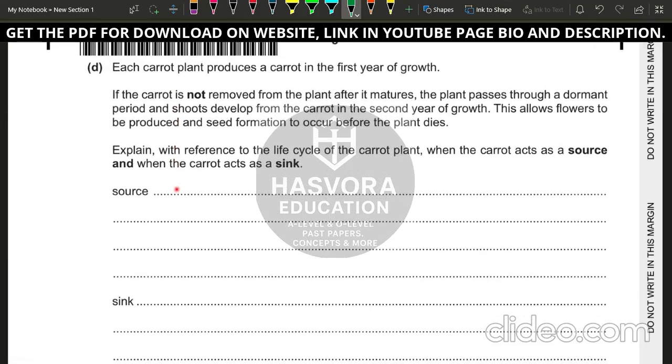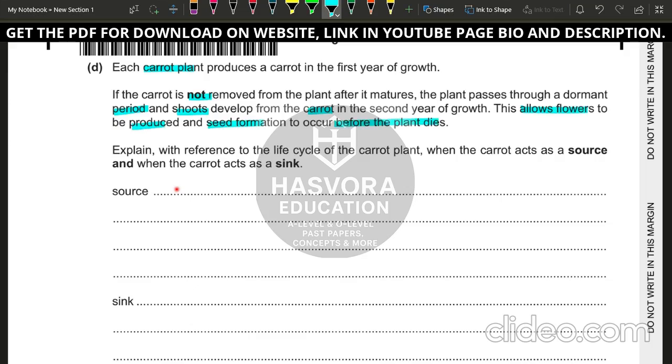So then let's come on to the D part. Each carrot plant produces a carrot in the first year of growth. If the carrot is not removed from the plant after it matures, the plant passes through a dormant period and the shoot develops from the carrot in the second year of growth. So when the shoot develops from the carrot, it starts using the nutrients from the carrot as a source. This allows the flowers to be produced and the seed formation to occur before the plant dies.